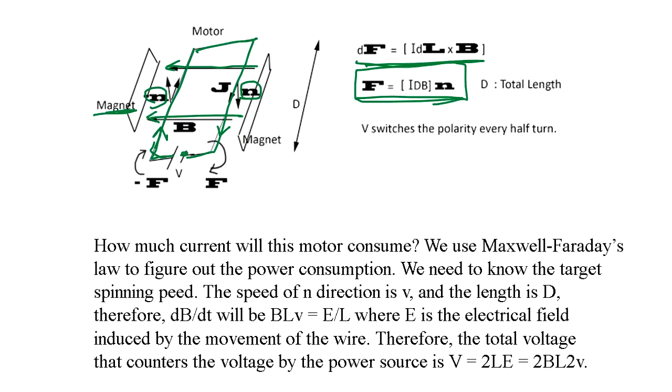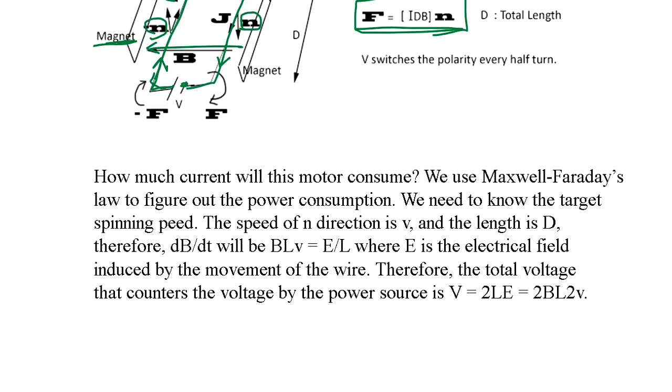From here, the spinning speed in this direction is v. We can get the voltage required for this spinning, and that's the power consumption for the movement.